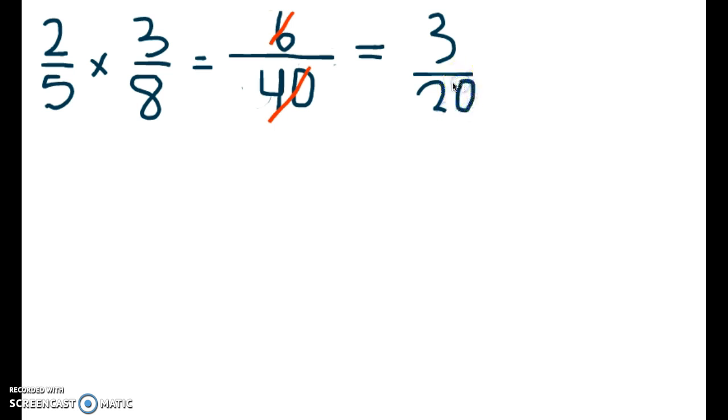So if you notice that you can cancel, look for even numbers. If they're even, they're divisible by 2. And look for numbers ending in 5. If they end in a 5 or a 0, you know immediately that you can simplify them by 5s.